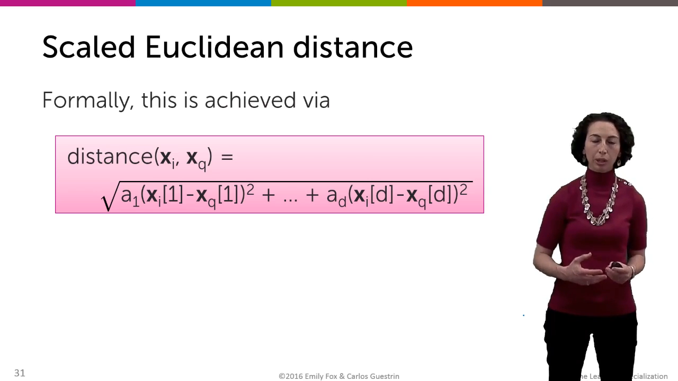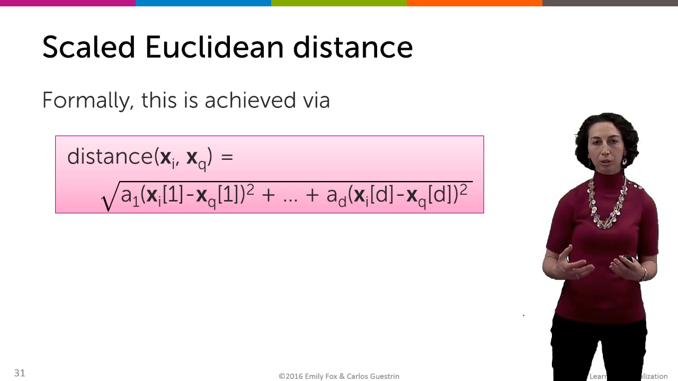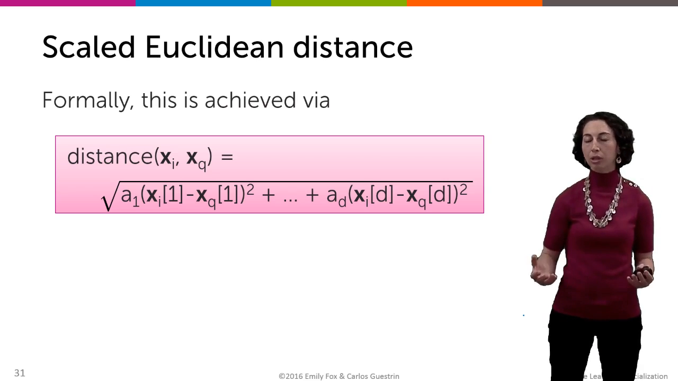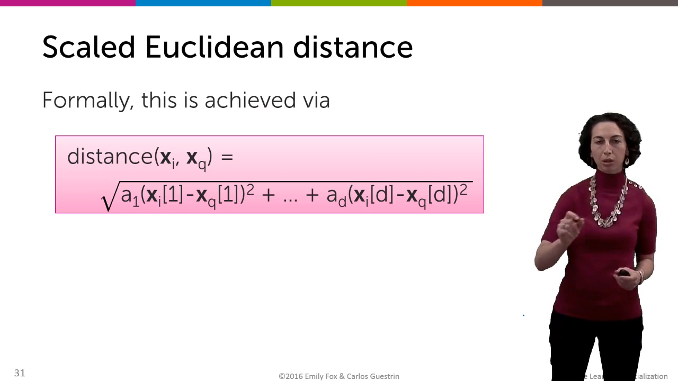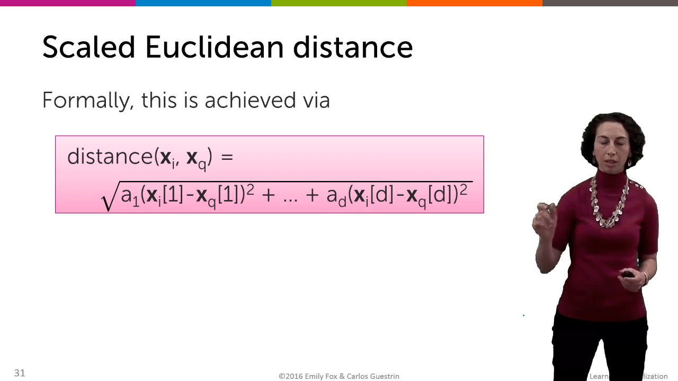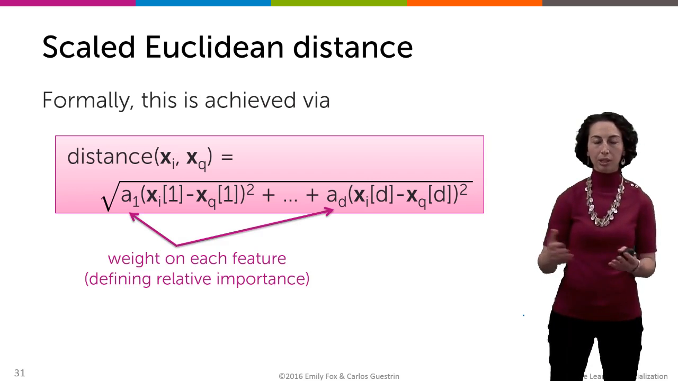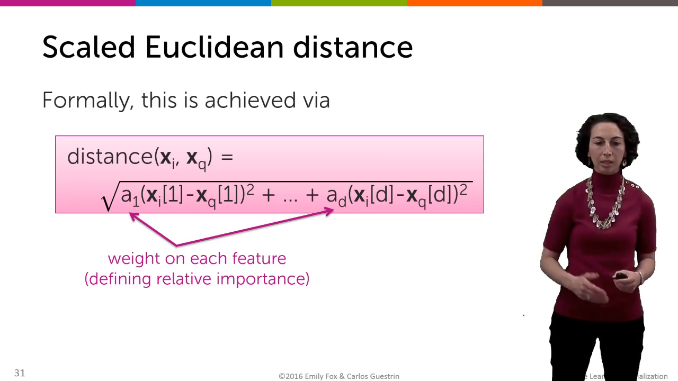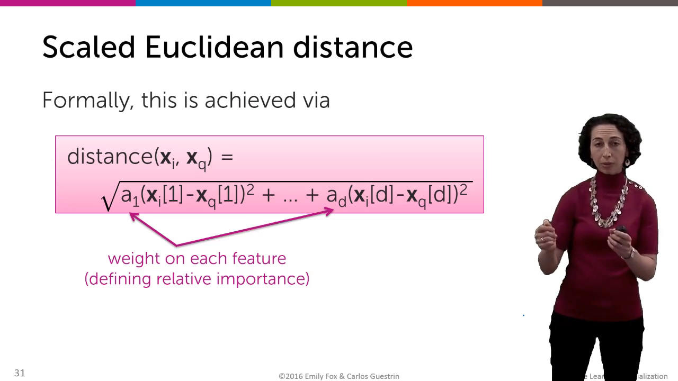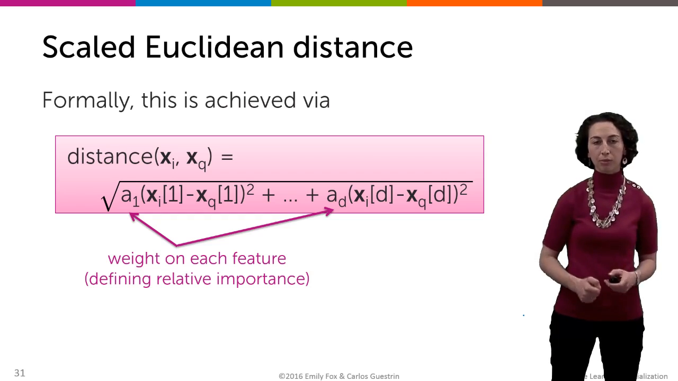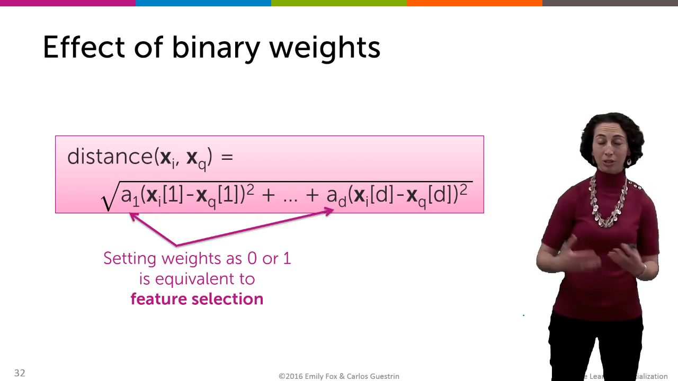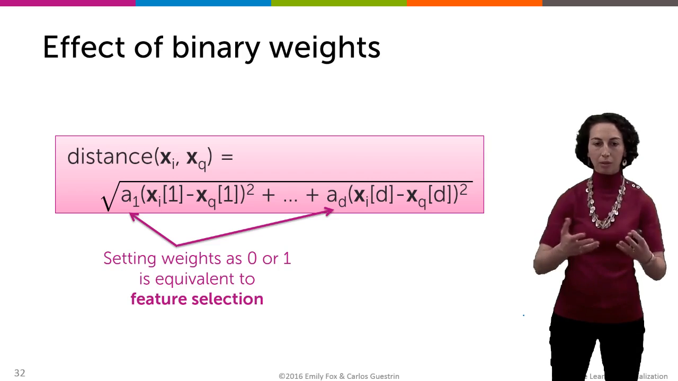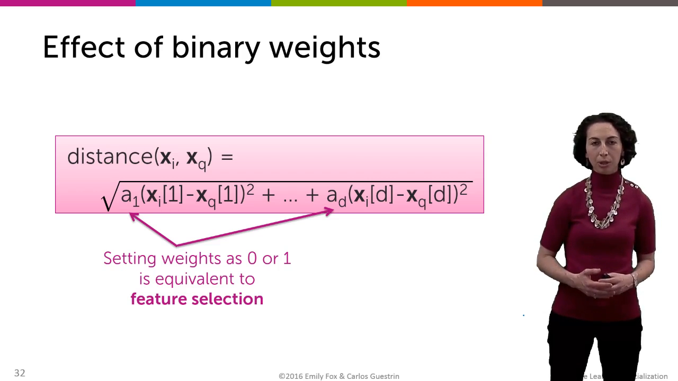Formally, we can think about computing what's called scaled Euclidean distance, which looks very much like standard Euclidean distance in multiple dimensions. But now, across each one of our different dimensions, we have a different weight on that dimension, which I'm indicating here with these a_i, so a_1 all the way to a_d. These are the weights on the different features, and what they represent is the relative importance of these different features. One example of how you could set the weights is as binary weights, zeros and ones. That would be a special case of scaled Euclidean distance computation.